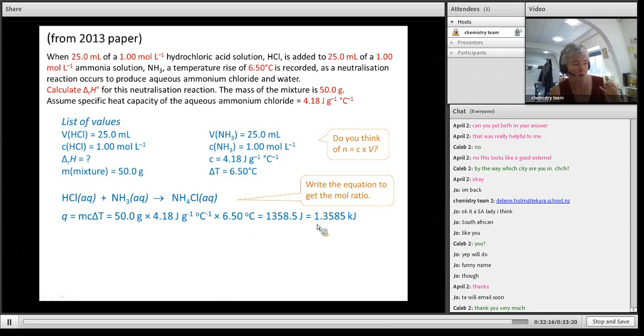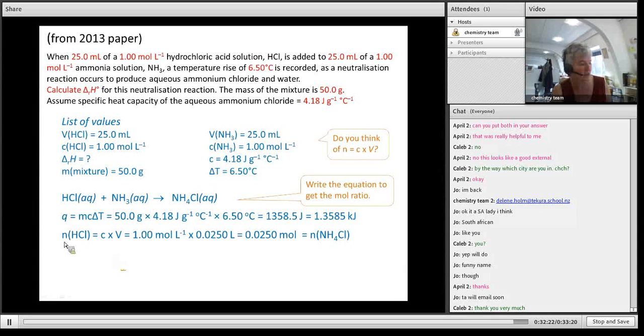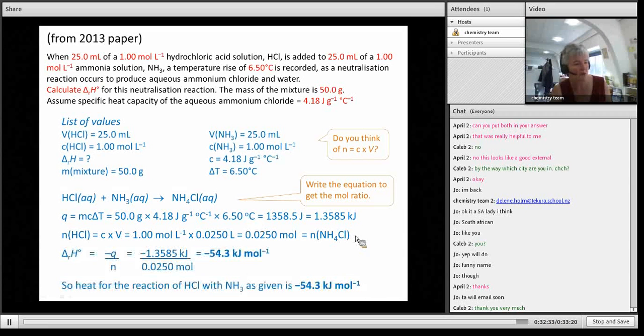So remember, although I've got a positive value there, it's got to be eventually a negative value overall because it's been given off. Now I'm working out how much ammonium chloride is formed, and that's also why we have that mole ratio. And so the value that we have over there divided by the amount in moles gives you that final figure.